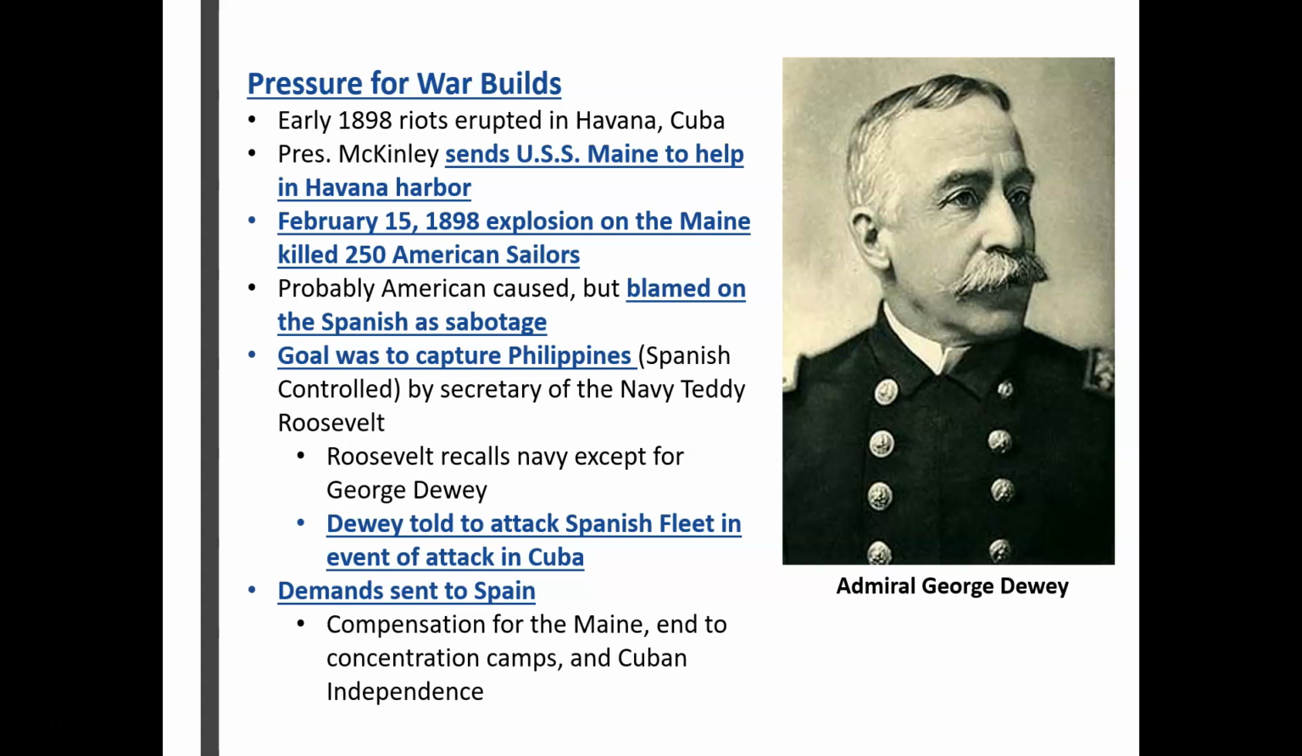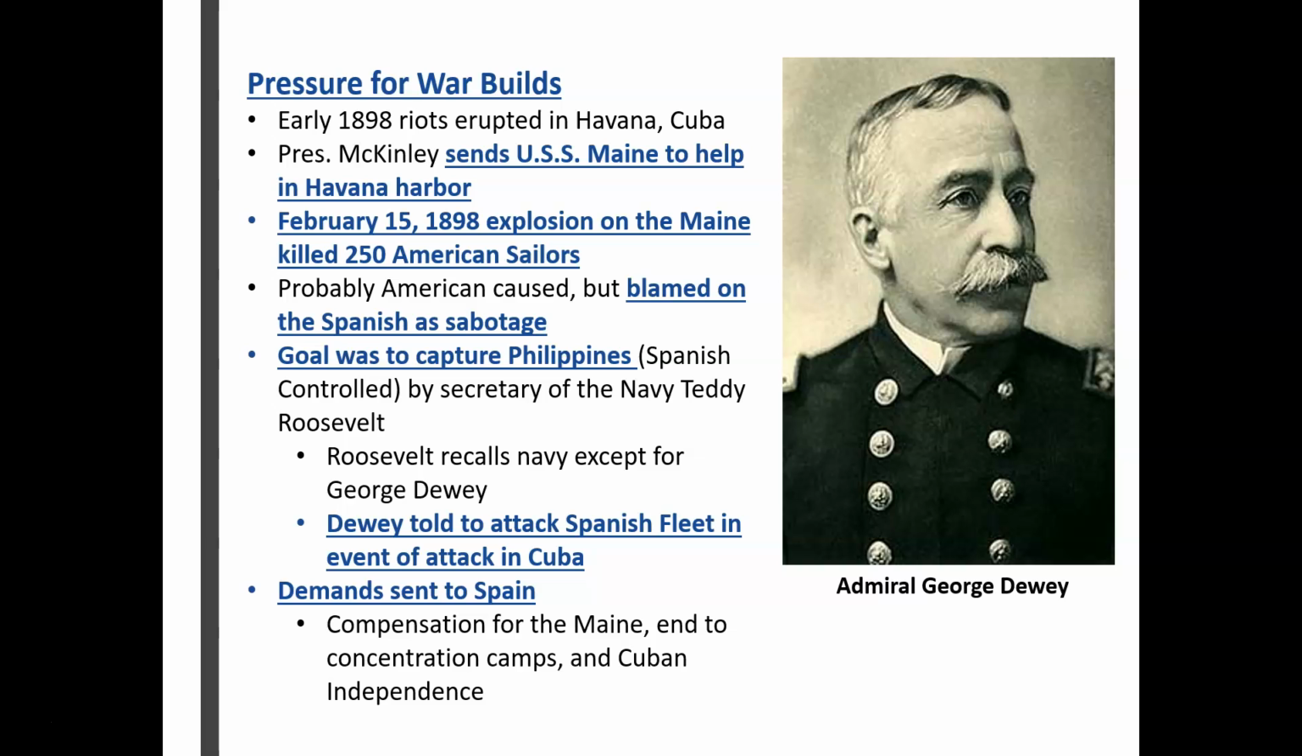And Secretary of the Navy at the time, future President Teddy Roosevelt, is going to be very, very influential in trying to push for this, along with the president himself. Now, Roosevelt recalls the Navy per the president's orders, all except for Admiral George Dewey and his group of ships. And Dewey is told explicitly to attack the Spanish fleet in the event that there is an attack in Cuba.